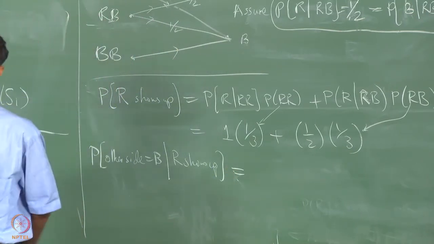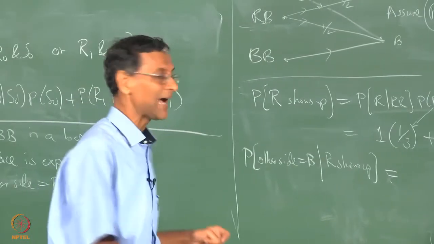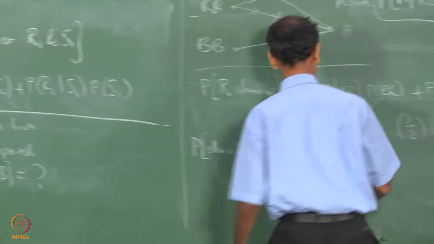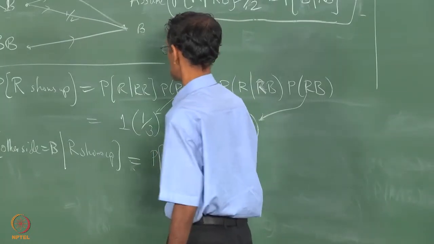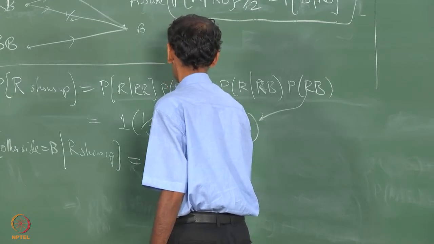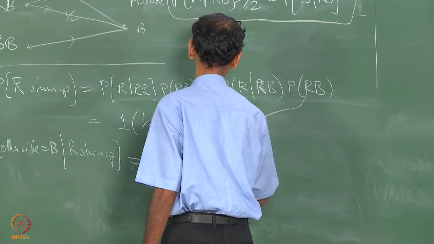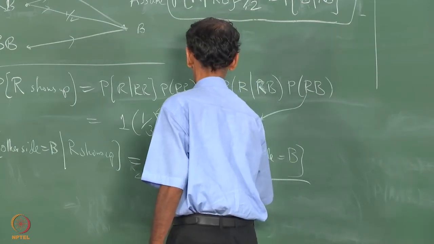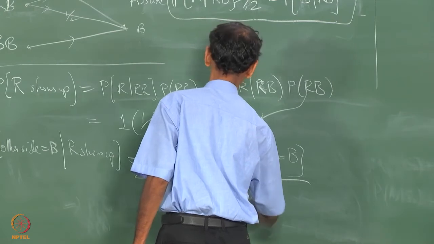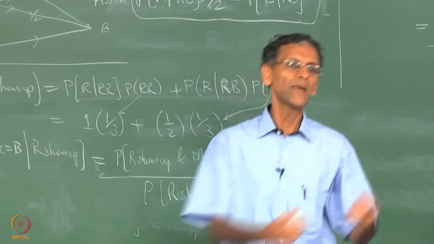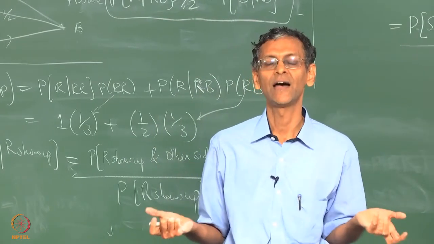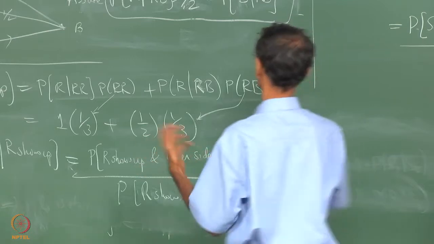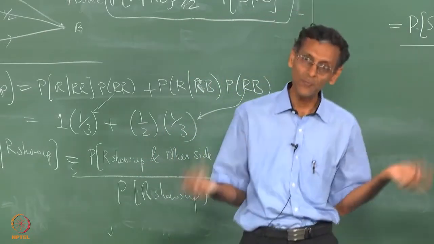How do you simplify this conditional probability? Let me first write it in English: R shows up and the other side is B, divided by the probability that R shows up. So what is this numerator? You picked RB and R has shown up. Both things have to happen, so that's always a subset of the denominator. This conditional probability can never be more than 1, remember.